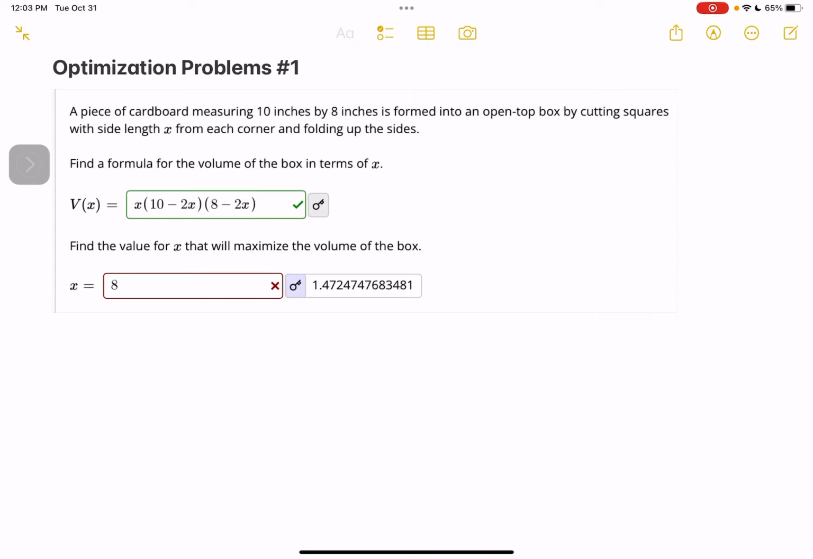Okay, this is optimization problems number 1. So this is kind of fun because we get to apply our skills with derivatives in these problems.